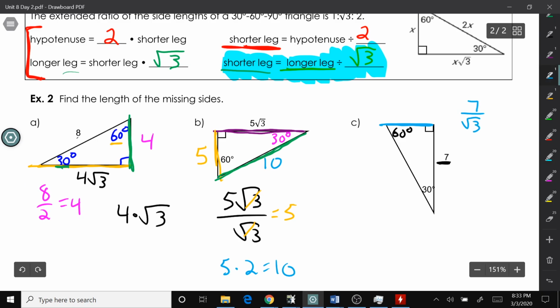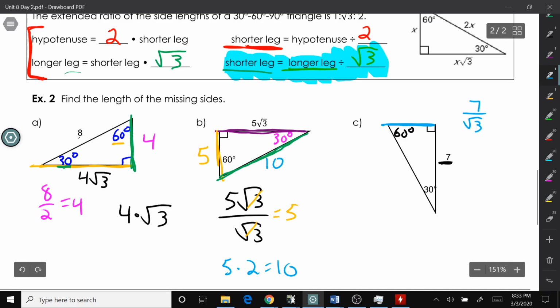So this is where people start freaking out, because they say, well, how do we divide by the square root of 3? You can leave it like that or make it a decimal. I would personally just leave it alone. Later on, we will talk about the proper math way to deal with that, but just for today, let's leave it alone. So this is 7 over the square root of 3.